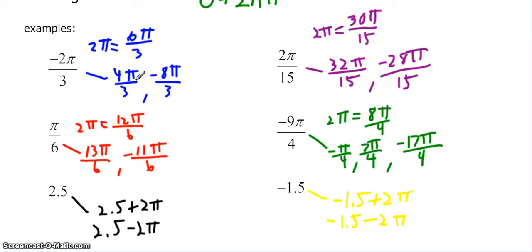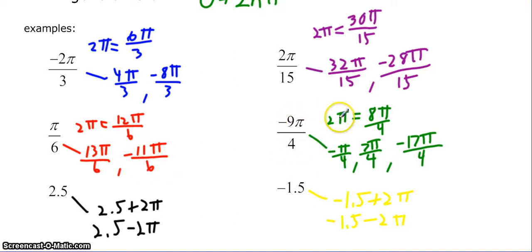Over here, 2 pi 15ths, 2 pi is 30 pi 15ths. So again, I add 30 pi 15ths to 2 pi 15ths, and I get 32 pi 15ths. And I subtract 30 pi 15ths from 2 pi 15ths, and I get negative 28 pi 15ths. Pi 6, so I want to recognize that 2 pi is 12 pi 6. Add 12 pi 6, and I get 13 pi 6. Subtract 12 pi 6, and I get negative 11 pi 6.